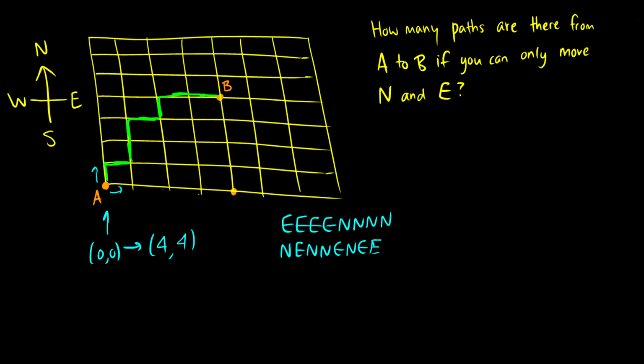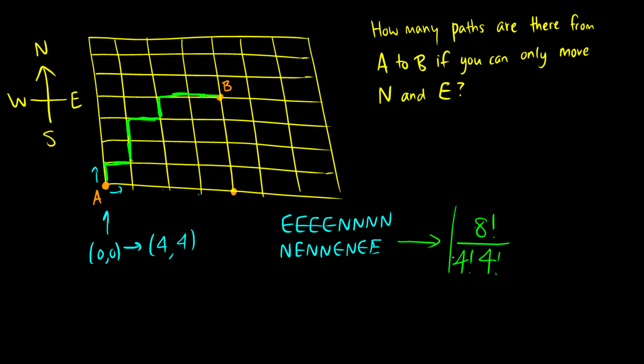So that's a path. So what we can do is we can just figure out how many ways we can arrange these letters so that they're distinct paths. Well, we have 8 total letters, so that's 8 factorial over, well, we have 4 N's, so we divide by 4 factorial, and we have 4 E's, so we divide by 4 factorial.